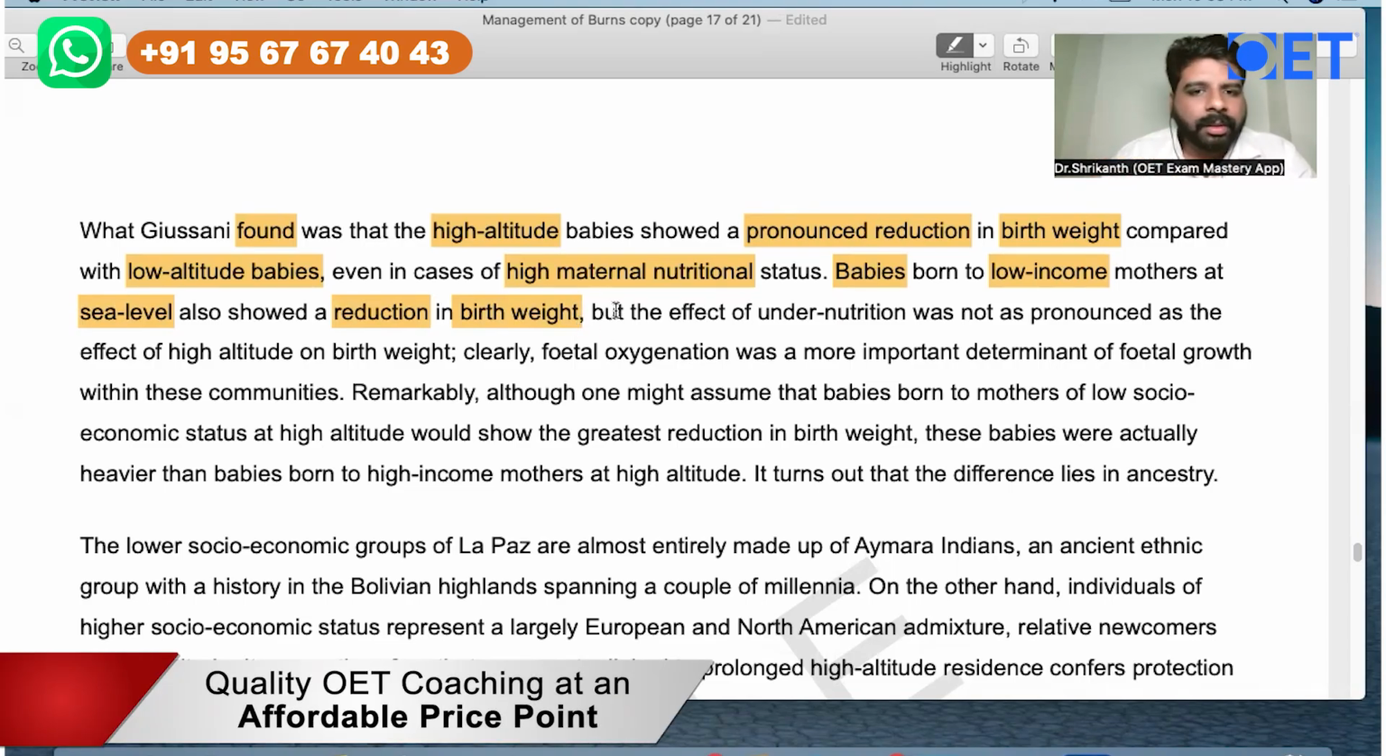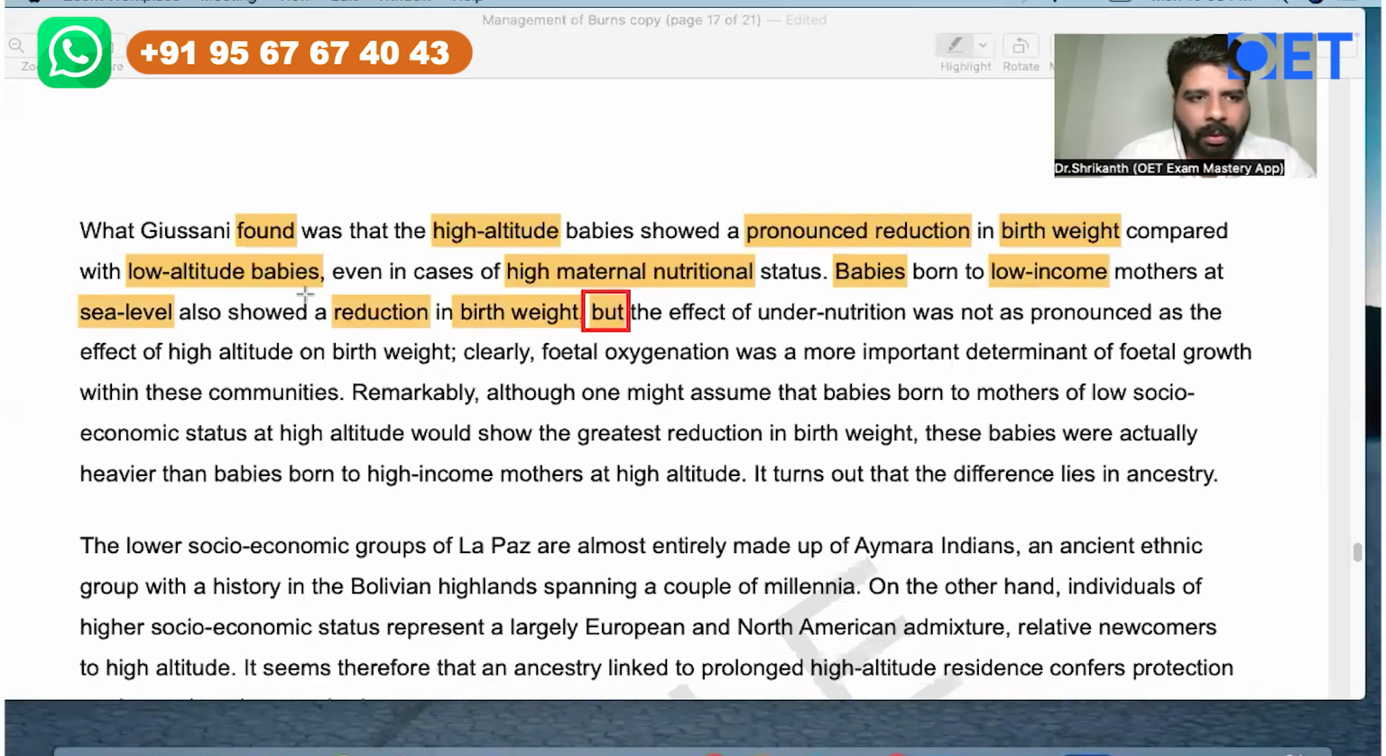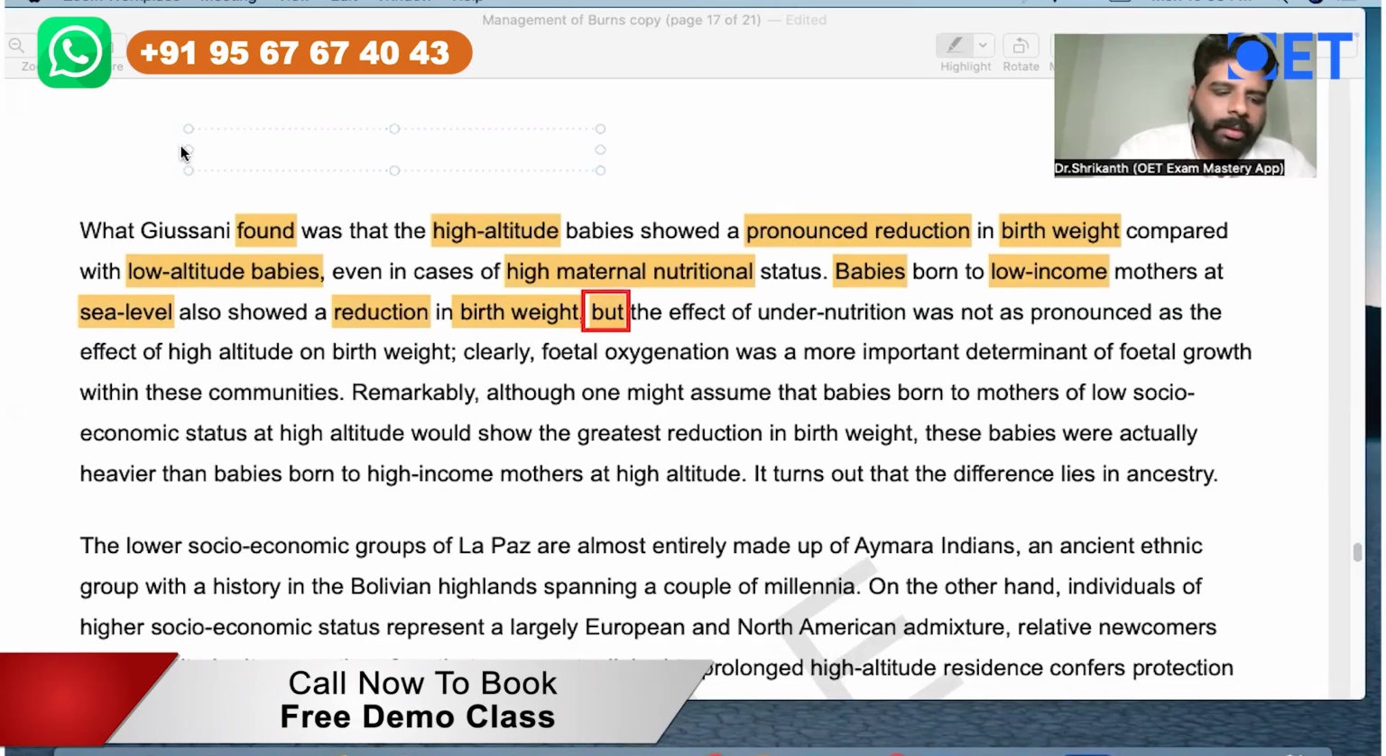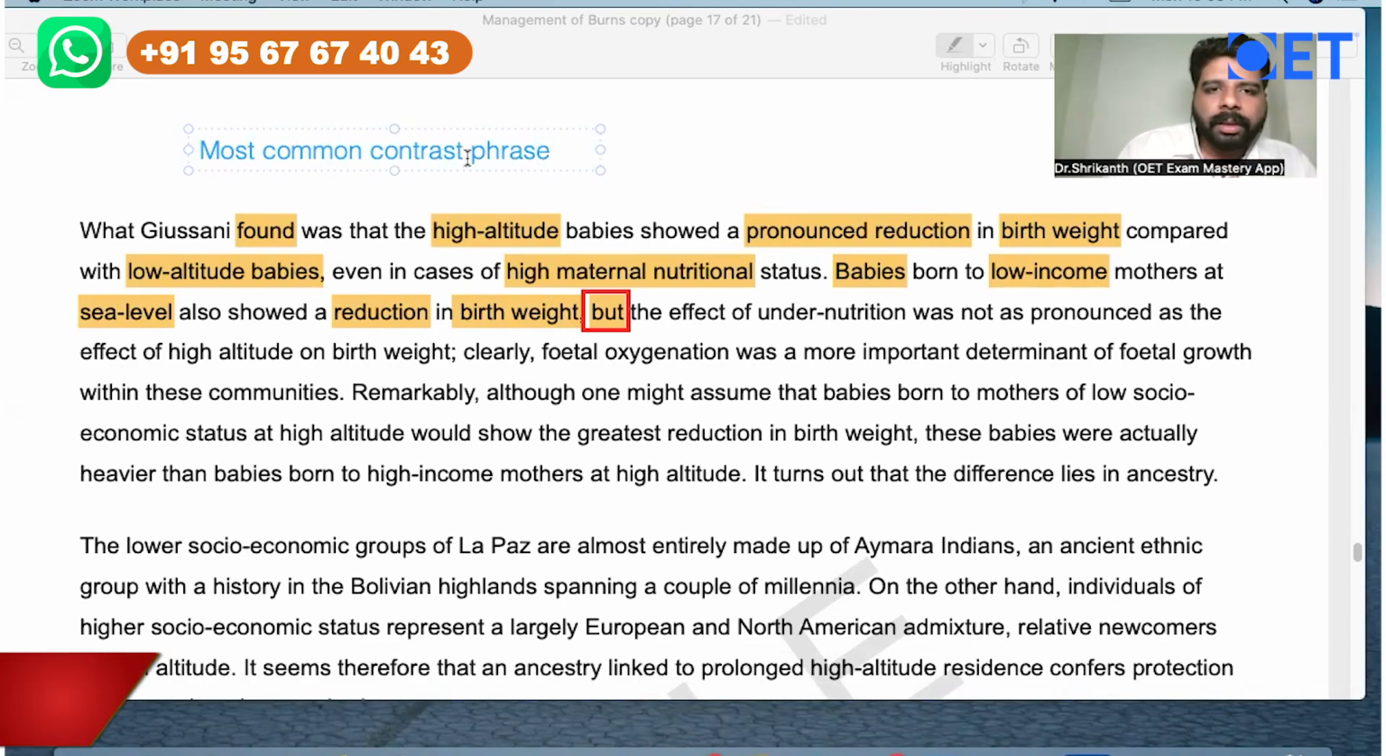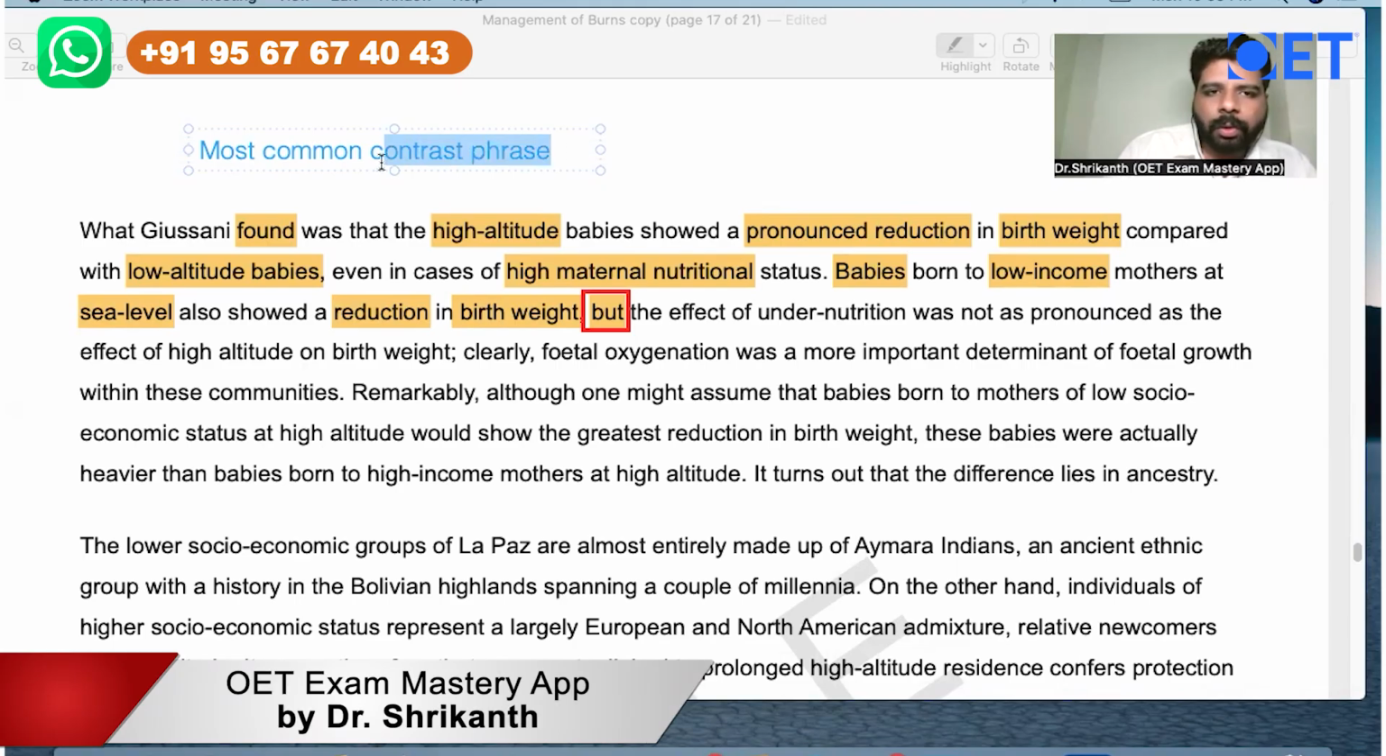Now you see over here the word but. Okay, now this is a very, very important word in OET reading. The word but over here, this is what we call one of the most common, I would say the most common contrast phrase. Okay, the most common contrast phrase. So remember this word over here. But is basically the most common contrast phrase.